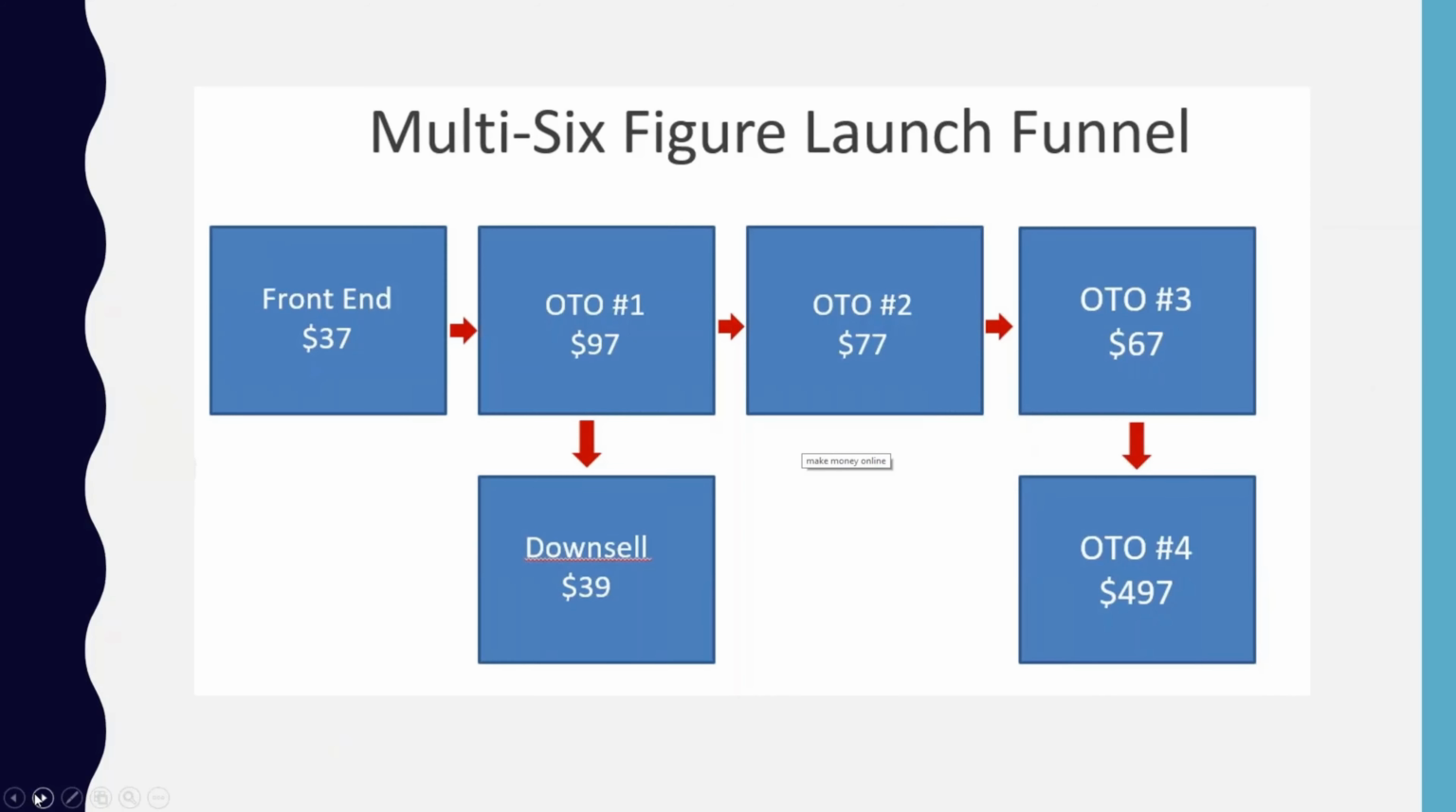And this is an example of a multiple six-figure launch funnel that we use, meaning this is a product that's generated $200,000, $300,000, $400,000 in sales. So we use this time and time again. And so you've got your front end product at $37. The upsell is $97. Take them to a downsell if they say no. Then we have our second OTO at $77, third OTO, and then finally a $497. So that's a lot of upsells that we offer there.